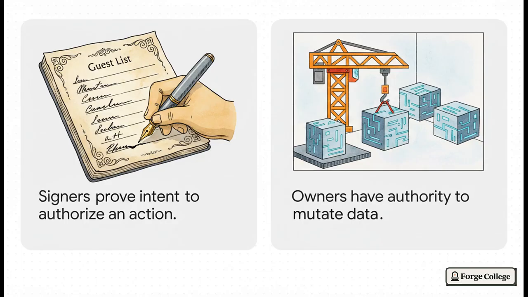Owners are the programs that actually have the authority to mutate the physical data to make it happen. Treat them as complementary, but definitely not interchangeable.